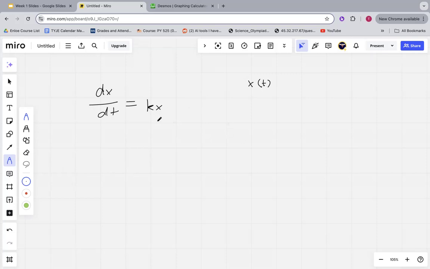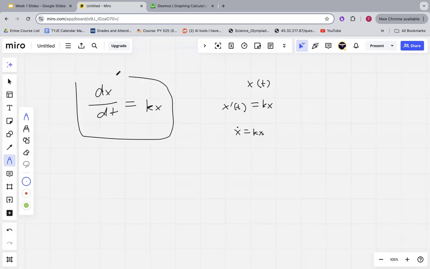Okay, so let's solve this. First, I'm going to use all our derivative notations to write this, just so that we can get practice with that. So we can call this x prime of t, because it's a function of t, equals kx. We can say x dot equals kx because it's a time derivative. So dots are for time derivatives. We could also write d/dt and put the x out here, but that's the same thing. But in general, when you see a differential equation, convert it to this form.